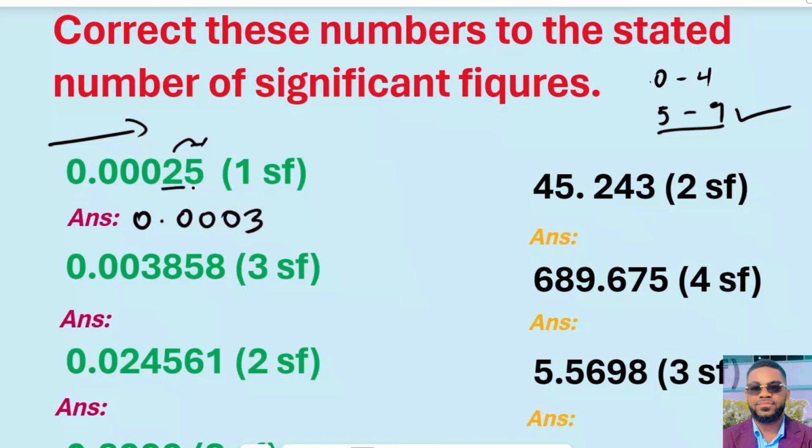In fact, we are not going to attach 0 here. This 5 is not going to be turned to 0. The moment you do that, we have corrected this number to 2 significant figures. So that is how we write our final answer.